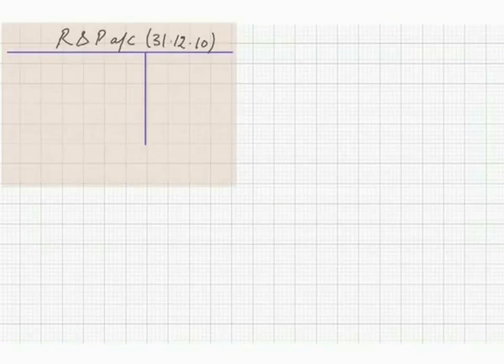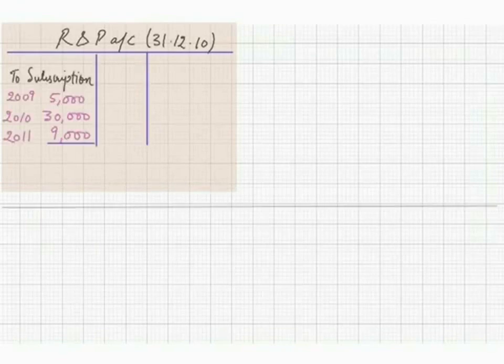Let's take one more example for the subscription. The receipts and payments account for 31st December 2010 is given, and on the debit side, to subscription for 2009, 5,000 rupees, in the amount column; 2010, 30,000 rupees; 2011, 9,000 rupees. So in total, we have got 44,000 rupees. It means during this year we have got 44,000 rupees.